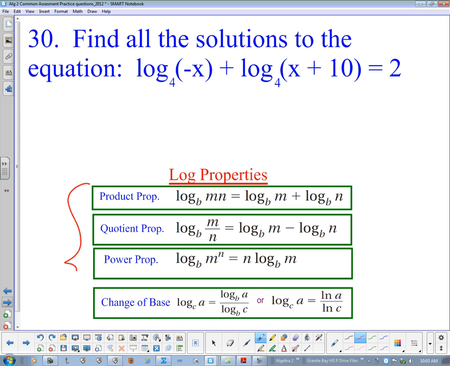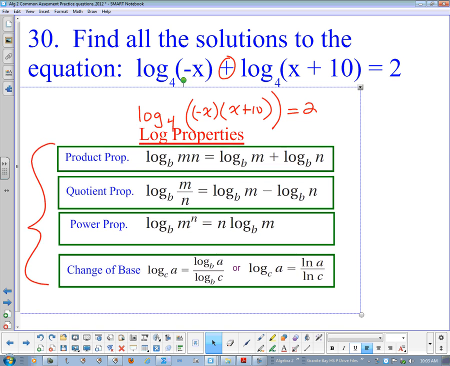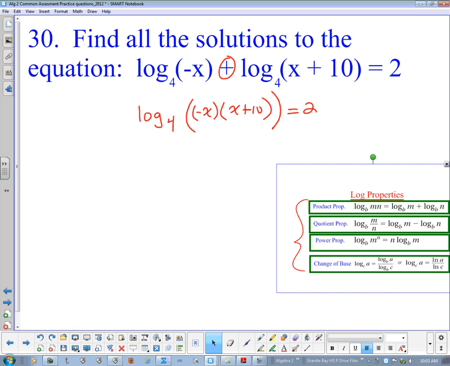I can't stress enough, if you don't know these log properties, you're going to get several problems wrong. Since we are adding, and you know a logarithm is an exponent, we focused on that for many, many weeks. A logarithm is an exponent. When you add exponents, what are you going to do, really? You're multiplying. So what we have here is log base 4 of negative x times x plus 10 is equal to 2.